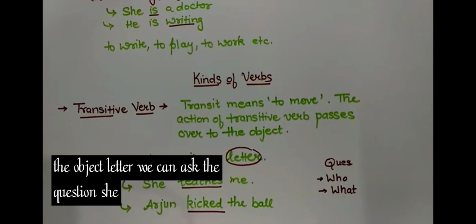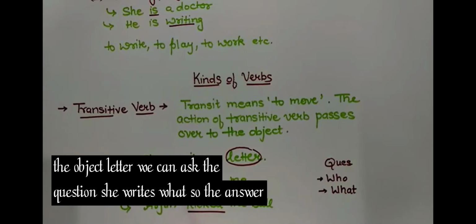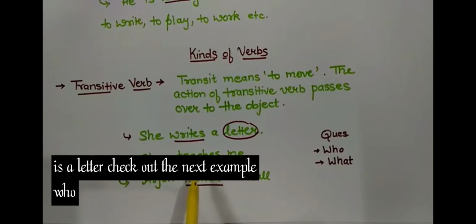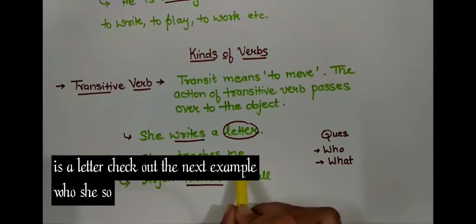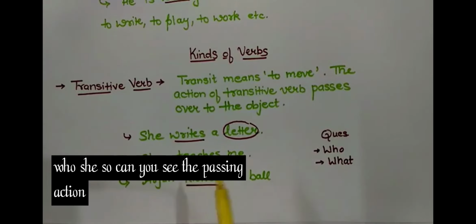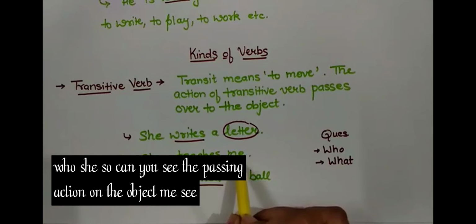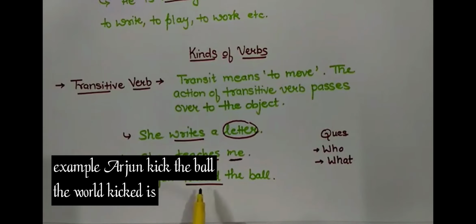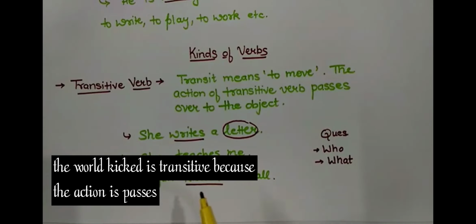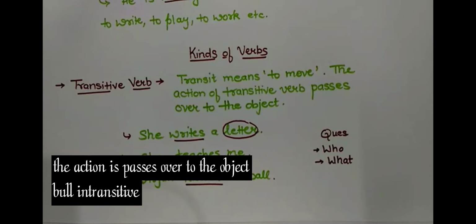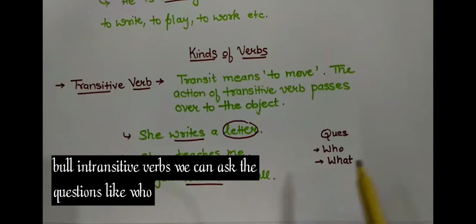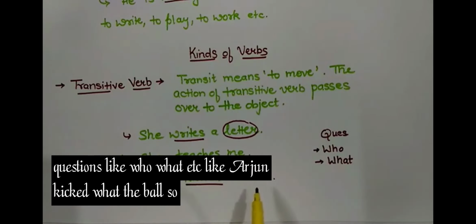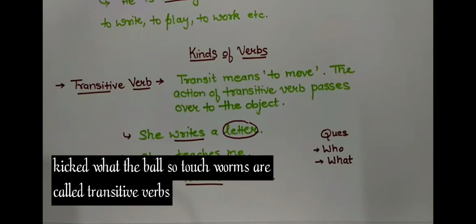We can ask a question. She writes what? So the answer is a letter. Check out the next example. She teaches me. Who? She. So can you see the action passing on to the object me? See one more example. Arjun kicked the ball. The verb kicked is transitive because the action passes over to the object ball. In transitive verbs, we can ask questions like who, what, etc. Like Arjun kicked what? The ball. So such verbs are called transitive verbs.